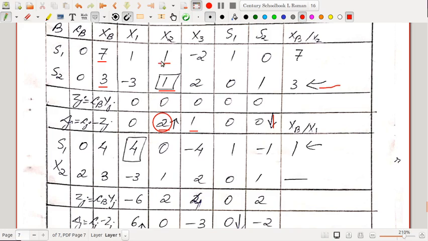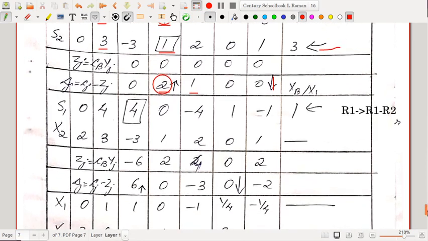Next we have to make this particular element 0. The other elements in that column we have to make 0, right? So how to make it 0? R1 changes to R1 minus R2. This is what we will do in this position. So you can see 7 minus 3 is 4. 1 minus minus 3 is 4. 1 minus 1 is 0. Minus 2 is minus 4. This way we get the new table, and then we again compute zj and delta j.